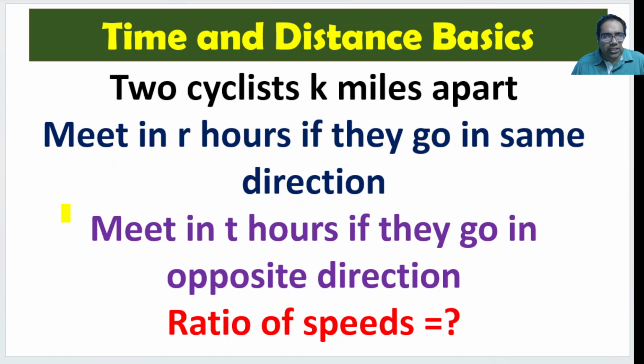Obviously, they are moving. If they are moving in the same direction, then they are meeting in r hours. If they are moving in opposite directions, they are meeting in t hours. Then what is the ratio of the speeds? Obviously, r is greater than t because one person has to overtake. This is a simple algebraic manipulation.